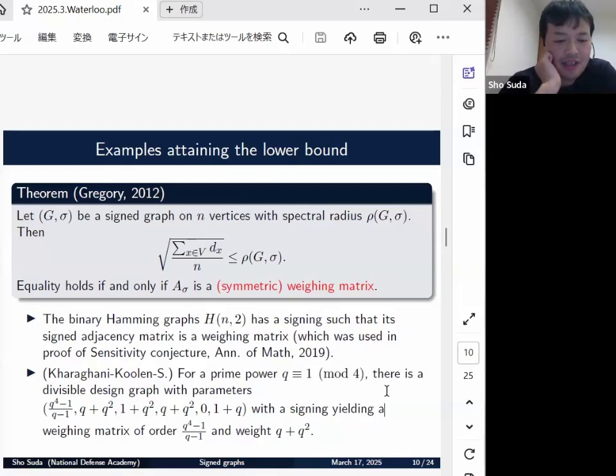And the last one is our first contribution to this theory of signed adjacency matrices and signed graphs. We found a signing that is a Wang matrix, whose underlying graph is a so-called divisible design graph with specific parameters, here 6 values. So I want to show what a divisible design graph is and what our construction is.